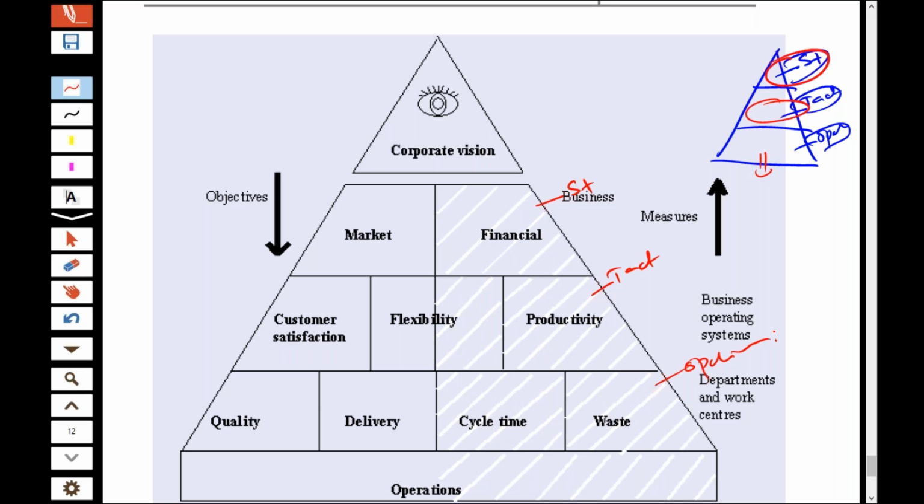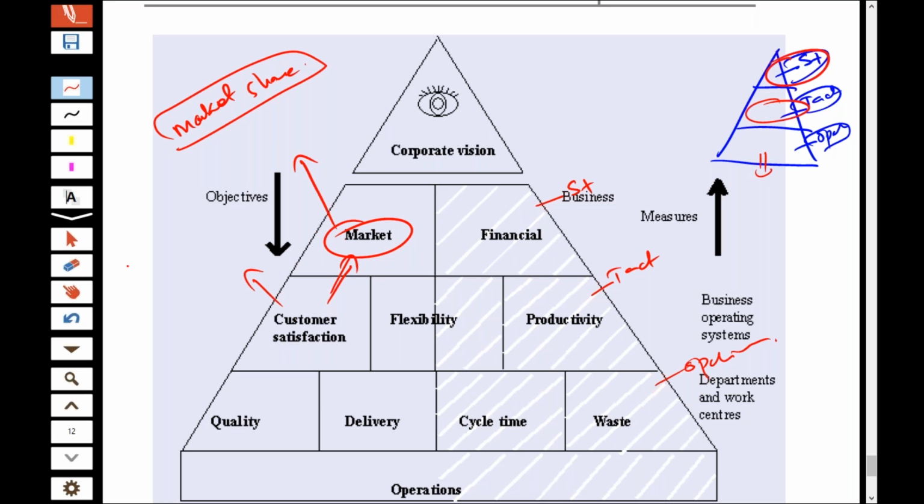It says that the organization has a market related objective, and the market related objective could be that the market share should increase. This market related objective is achieved when there is customer satisfaction. The customer satisfaction is when the customer is retained, the satisfaction level is high, etc. And the customer satisfaction is when the customer gets quality goods and on-time delivery.